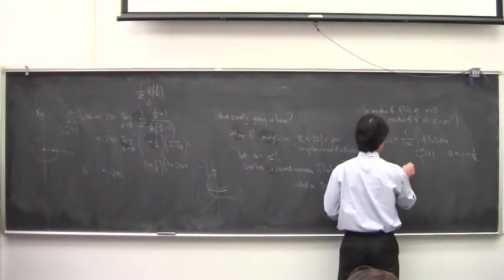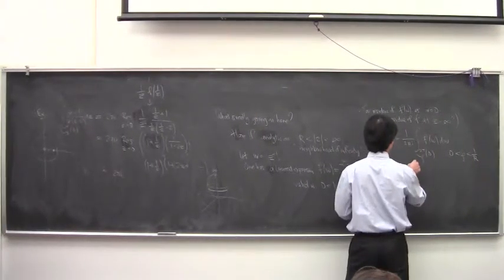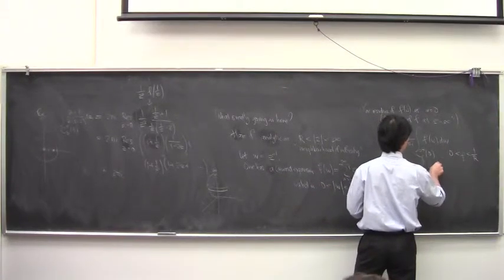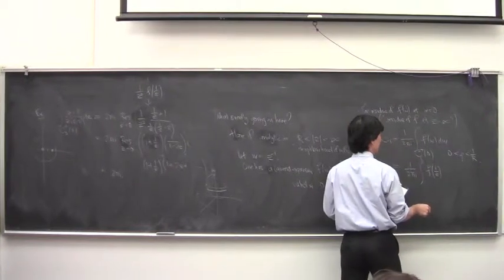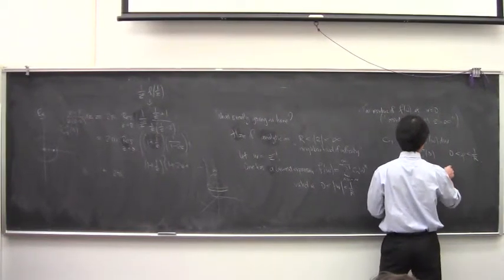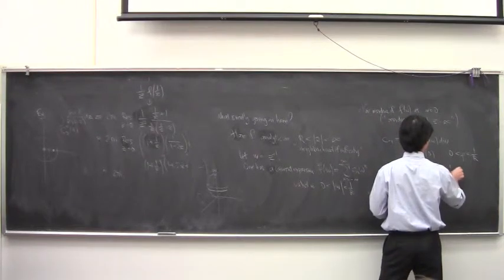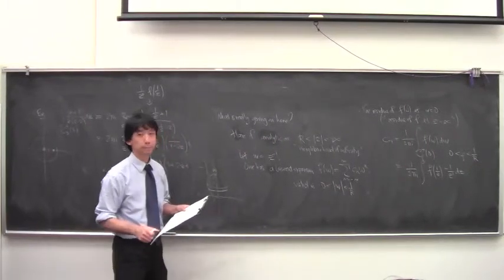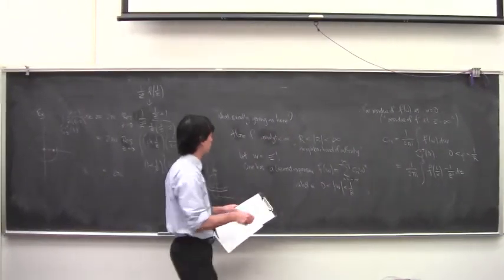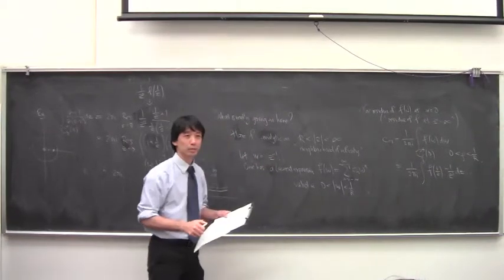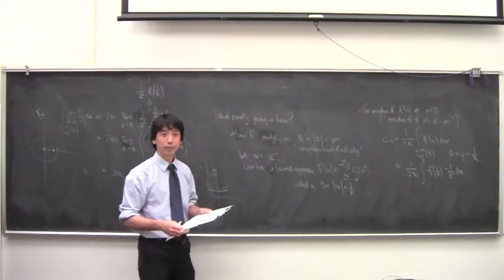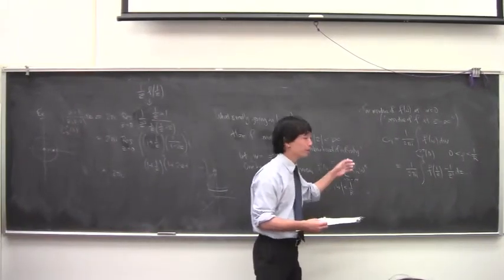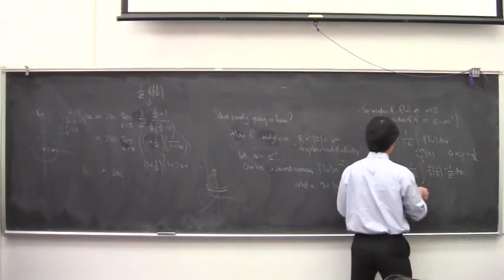But changing variables back, what do you get? Well, you're going to get f of 1 over z times dw. Well, dw is going to be negative 1 over z squared dz, because w is z to the negative 1, so dw over dz is negative 1 over z squared.